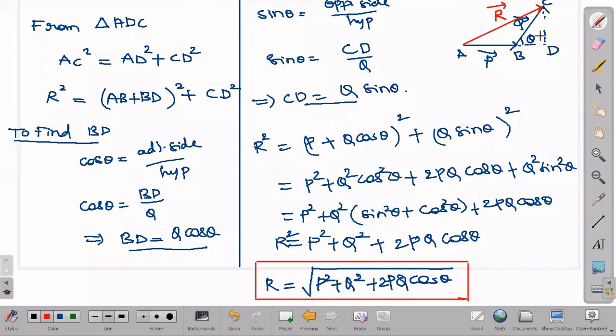Now, if the angle between them is given, then we will calculate by using this. If the angle is not there, if both are straight like this, what happens if theta is not there? We substitute theta equal to 0, and we get the square root of P square plus Q square plus 2PQ. Right? So that is how we solve the resultant by using the triangle of vector addition. So that is all about the triangle of vector addition.